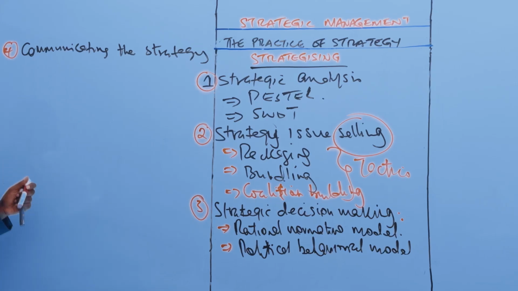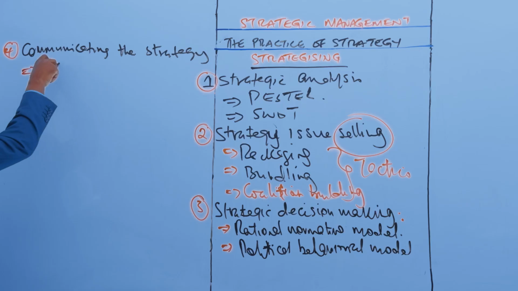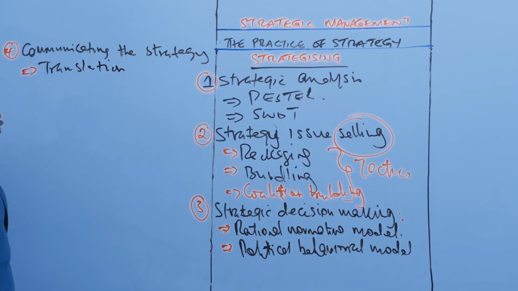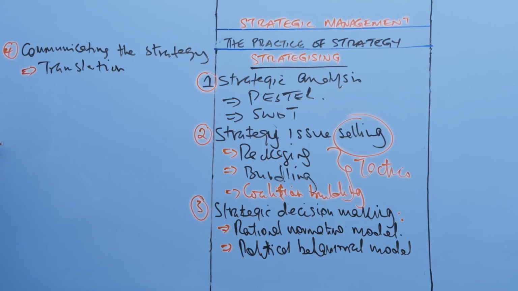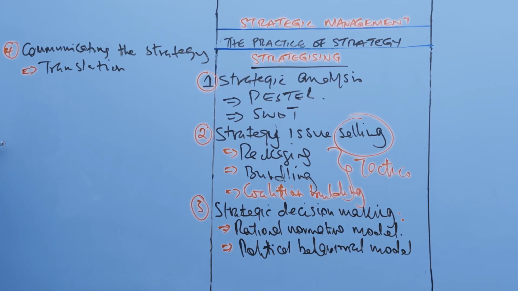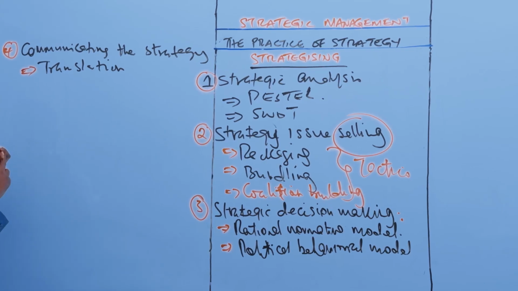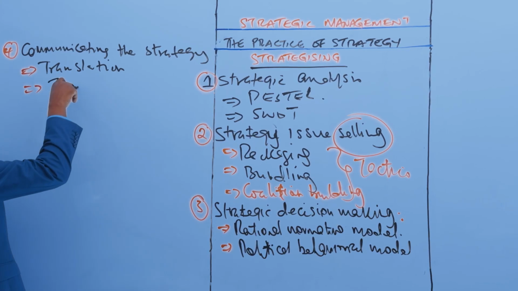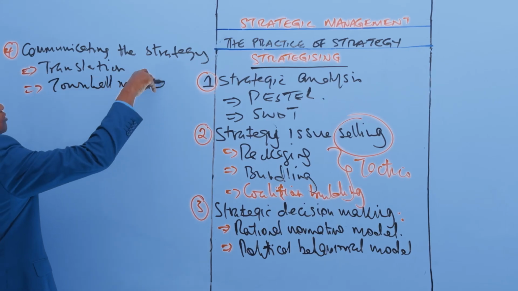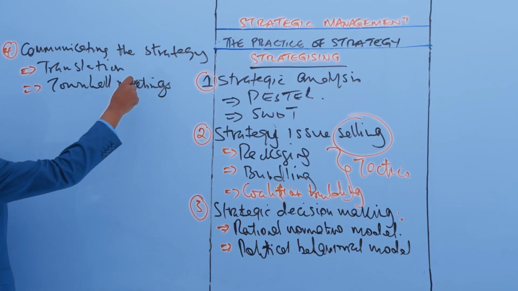So there is need for translation. You have to translate it. You have to turn high-level corporate speak into daily tasks that employees can relate to. And that can be done through what we call town hall meetings. That's one way in which that can be done.